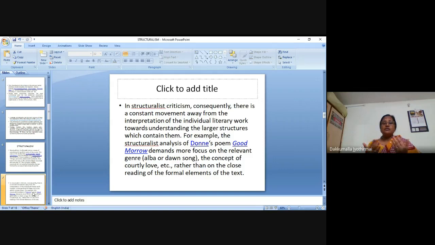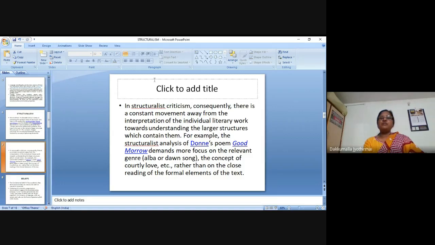So rather than close reading the formal elements of that particular text, meaning the rhythm, rhyme, form, and the language, images or symbols, we'll be reading more about the structure of which the poem is a part. This is the tradition of the dawn song, the alba. We have to focus on the genesis of this dawn song, which very evidently will make us move away from the text of the poem that is in front of us. This is how a structuralist approach to a piece of literature will lead us.